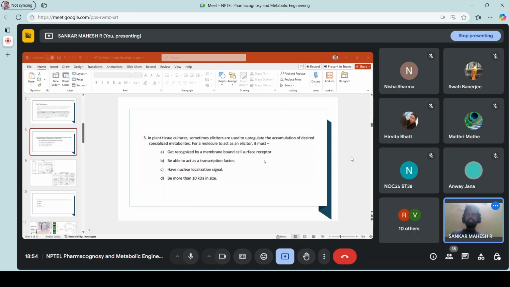So the question that they're asking is, what are the features that this elicitor should have? If the molecule should trigger a particular phenomenon, what all do you think are the required features? We'll start with a few options that are given here. The first option that we'll deal with is option D. Do you think that the molecule should be small or large for it to elicit a particular response?